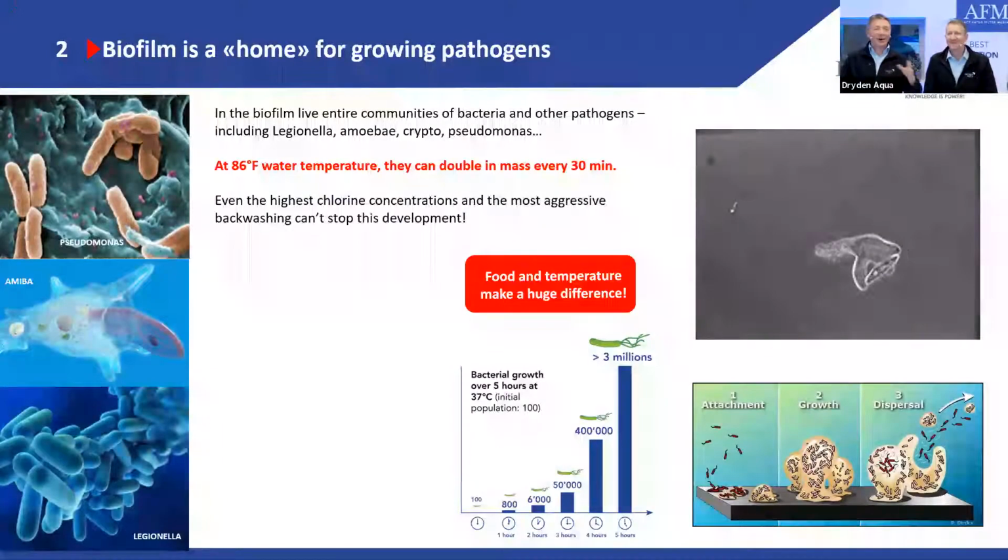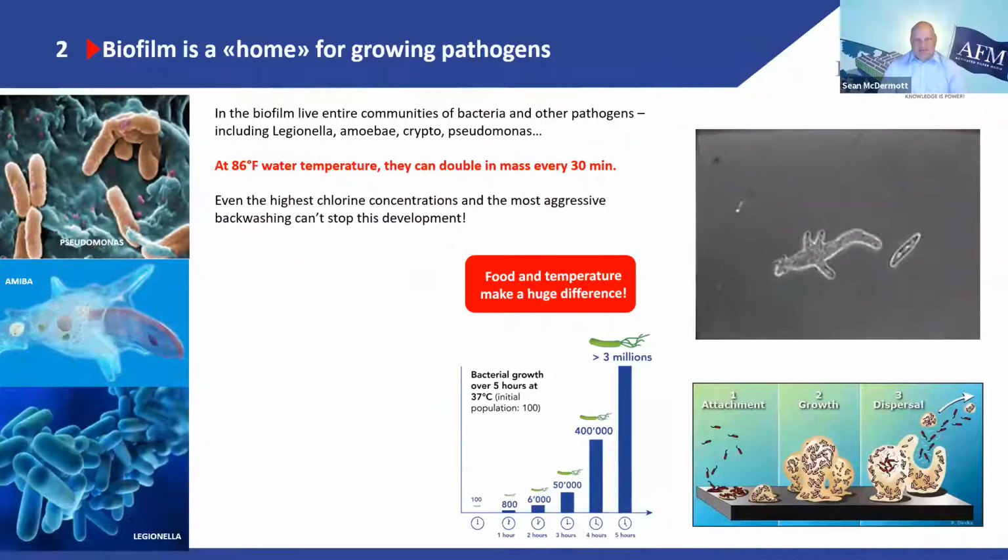That's challenging. Okay, so we have seen problem number 1 is this biofilm biocoagulation. Problem number 2 is really a home for growing pathogens. And here, let me take out one of these, Legionella. Is Legionella something that you're afraid of in America, Sean? Yes, it is. Definitely.